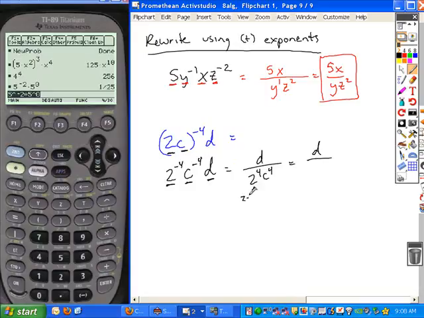And so here we wind up simplifying 2 to the 4th. Again, when you're looking at this, we have 4 2's. Easiest thing to do is think 2 times 2 is 4, 2 times 2 is 4. So we have a number of 16. And then c to the 4th we can leave as well.